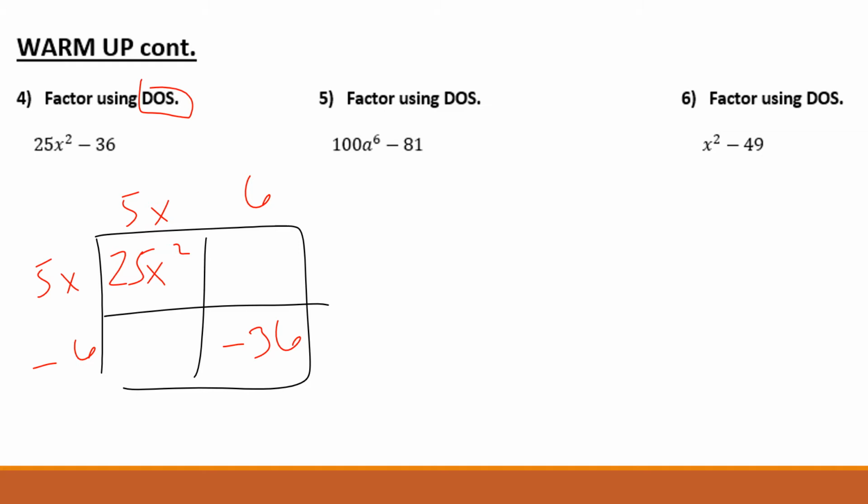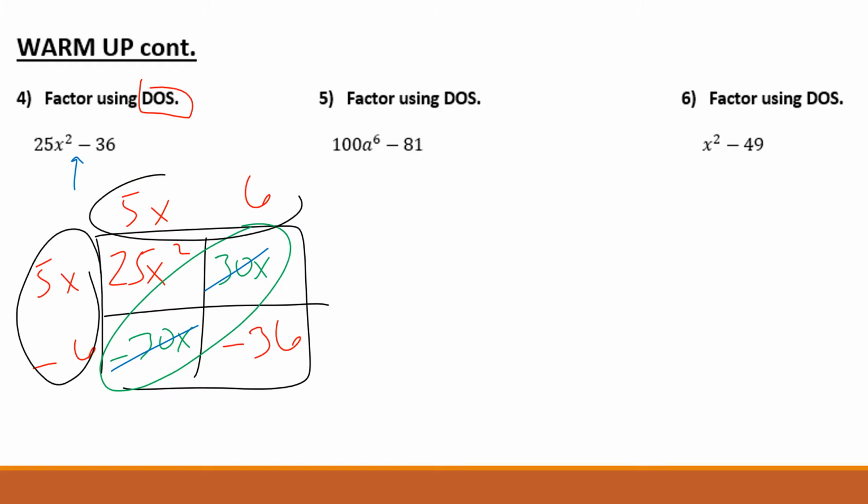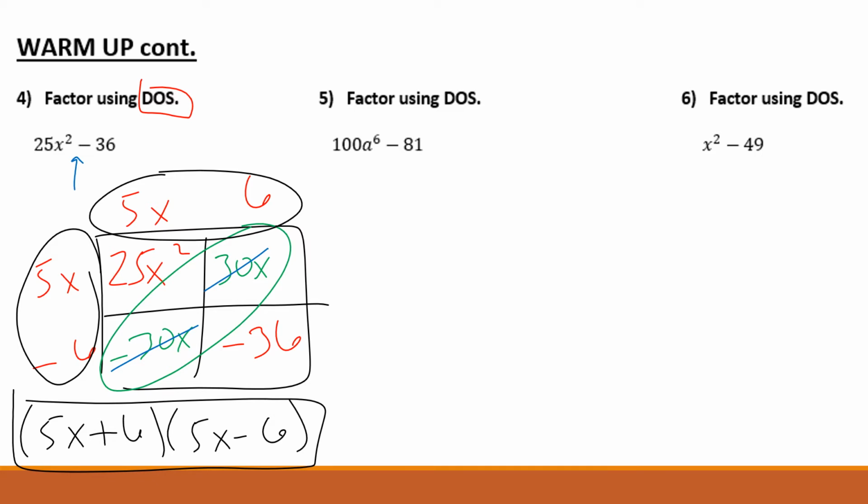Well, what we need to look at is these 2 terms right here. If I actually go and multiply that out, I get 30x and minus 30x. And those 2 terms cross off, which is why there's no middle term, right? There's no x term. So when I factor this, my answer is the sides of the rectangle, right? So my 2 factors would be 5x plus 6 and 5x minus 6. That would be factored using, or noticing, the difference of squares.